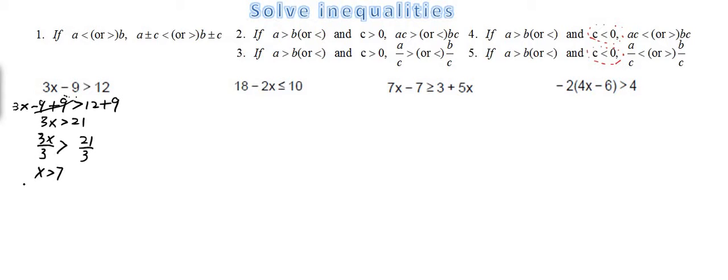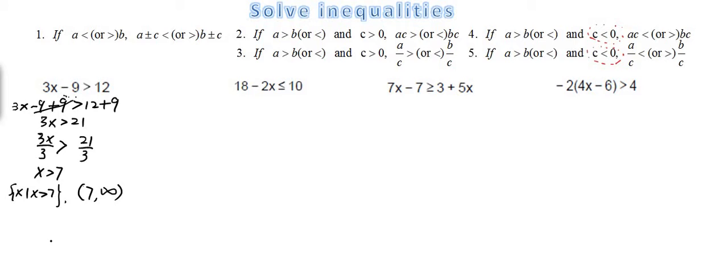If we write this as set notation, we can write it down like that. Now, if we want to write it as interval notation, how do we write it? Because here we don't have an equal sign, we should use a round bracket from 7 to infinity.